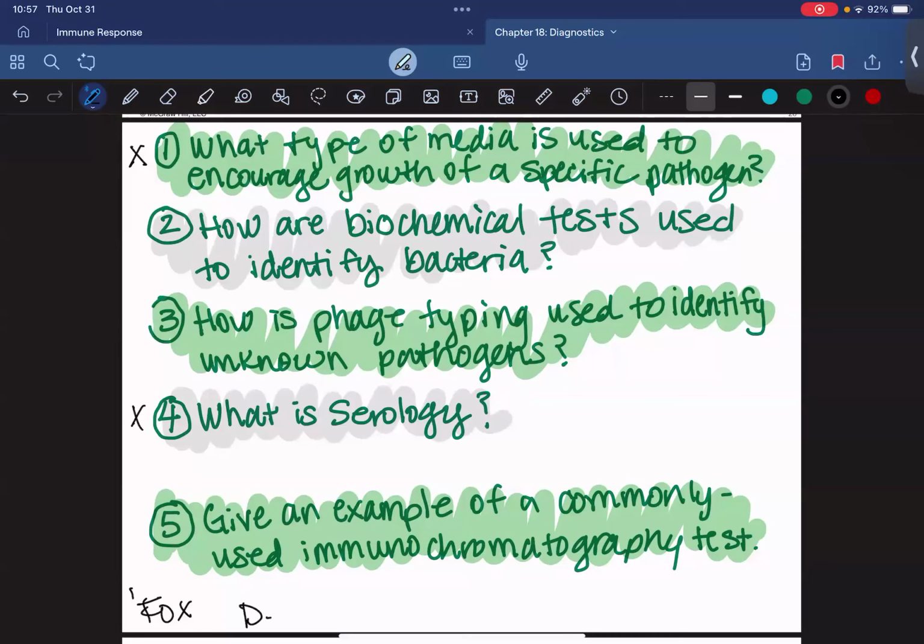Does it have an antibody or an antigen? Exactly. All right, so we got 1 point for that.